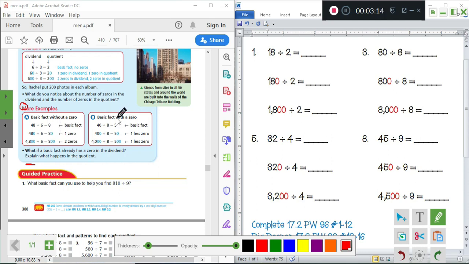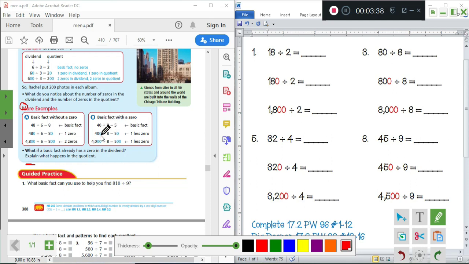All right, let's look at this one. This is one of those tricky ones where there's already a 0 in my quotient, right? So we have to make sure that we pay attention that there's already a 0 right here. What times 8 equals 40? 5. So 40 divided by 8 equals 5.